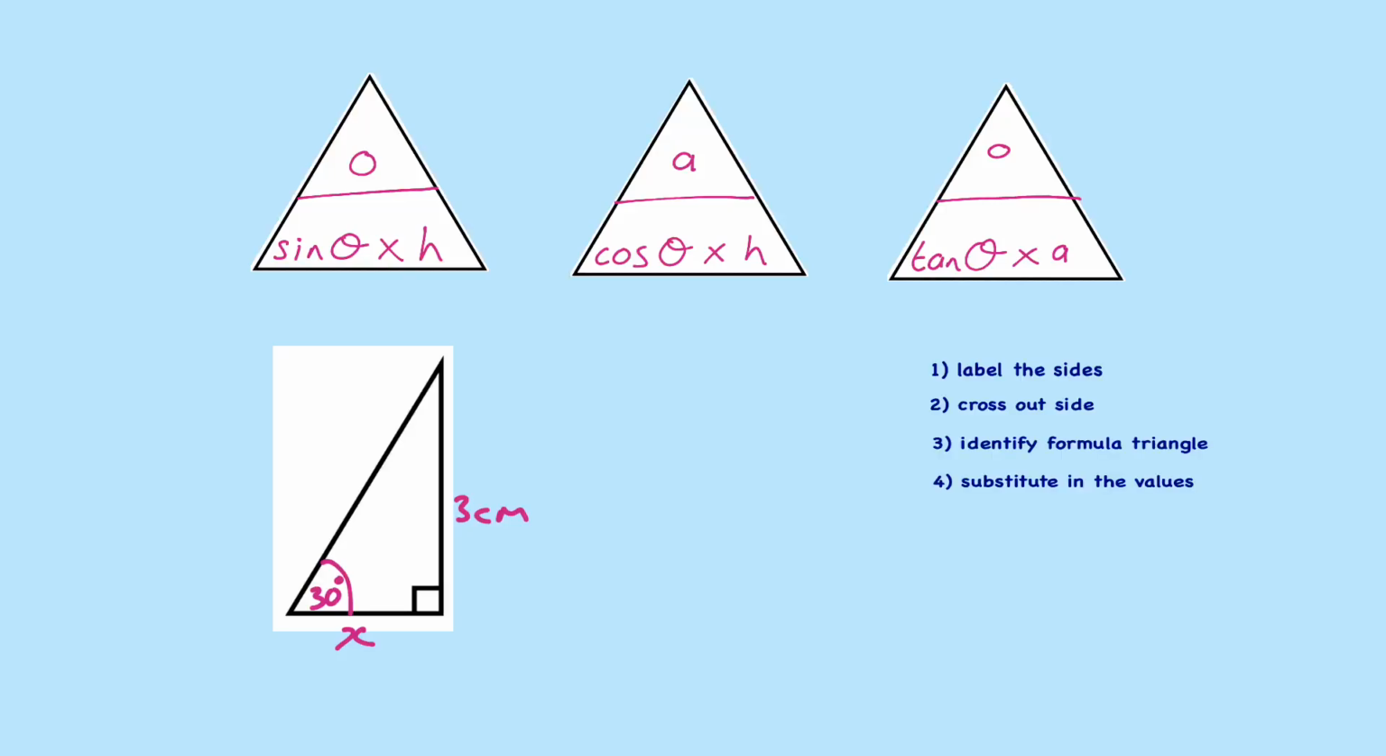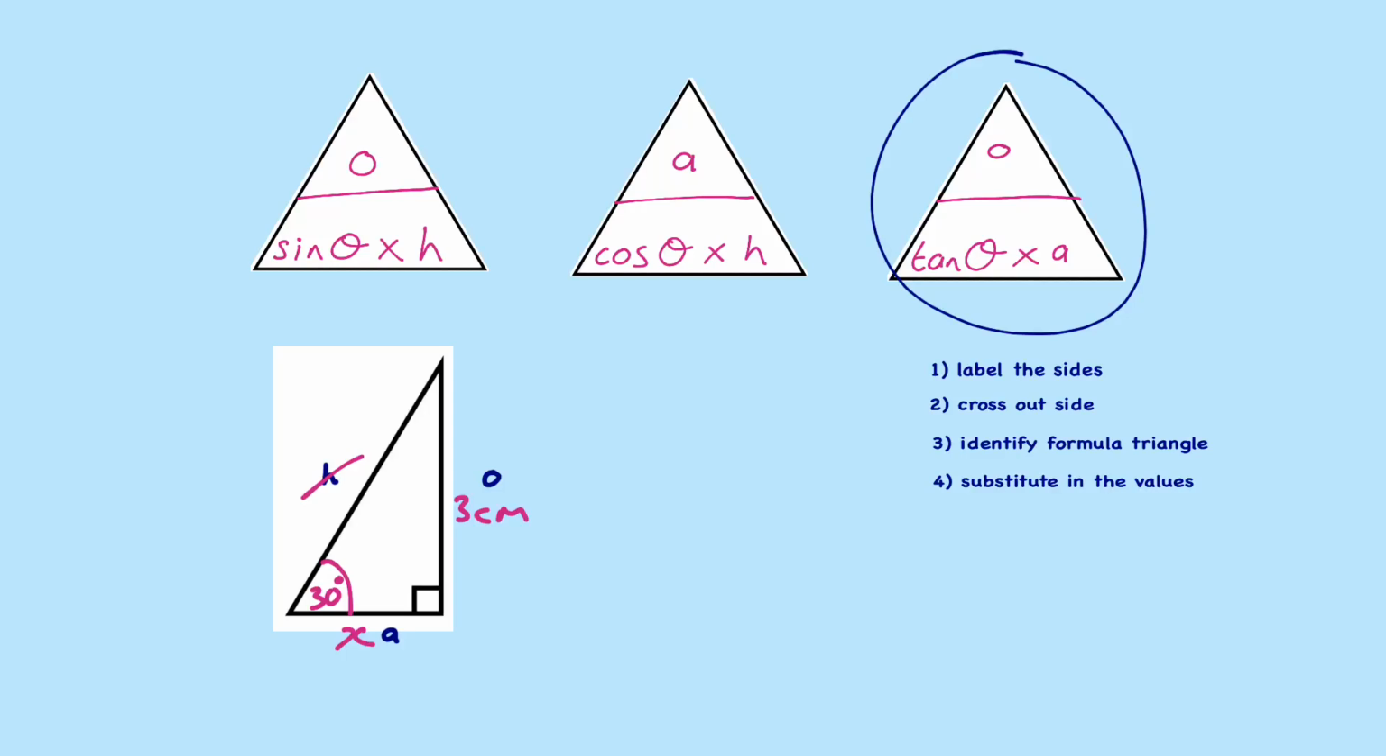Here's another question. So let's remind ourselves of the steps. So step 1, we'll label the sides. H, hypotenuse, opposite the right angle, the longest side. O, opposite the angle we've been given. A, which is beside the angle we've been given. Don't forget beside is adjacent. Then we will cross out the side we don't want. So we're not interested in H, so let's cross that out. And then we identify the formula triangle. So we're looking for the triangle that has O and A in it, which of course is the tan triangle.